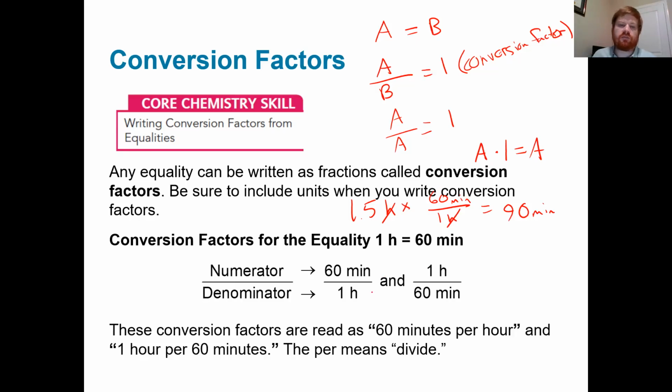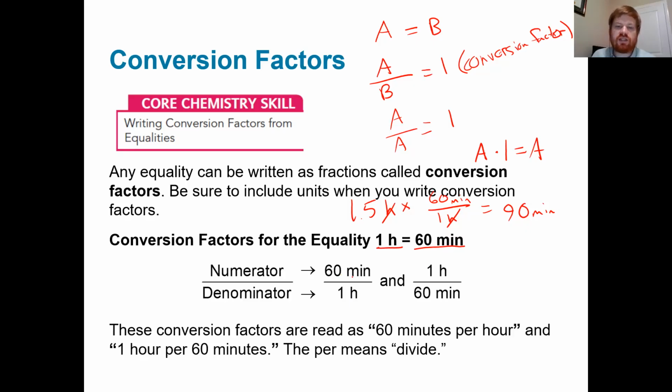So here's the idea. If we have an equality that tells us 1 hour equals 60 minutes, there are two different conversion factors that we can get from there. First off, we have 60 minutes divided by 1 hour, or we have 1 hour divided by 60 minutes. Both of these are equivalent. They're both equal to 1, like what we said up here. But they're used in different ways.